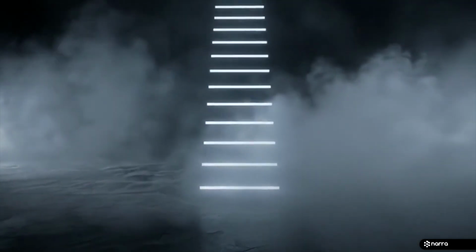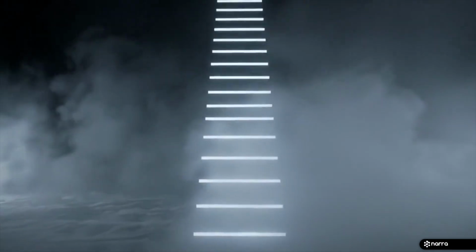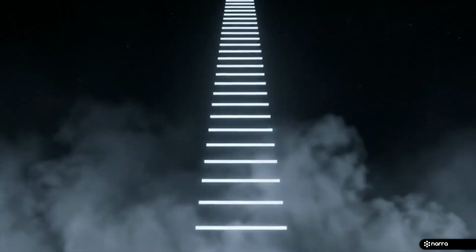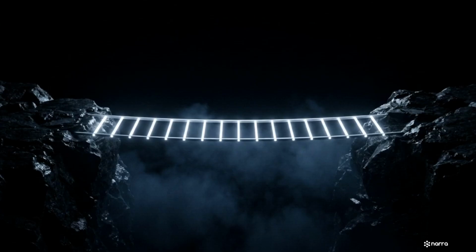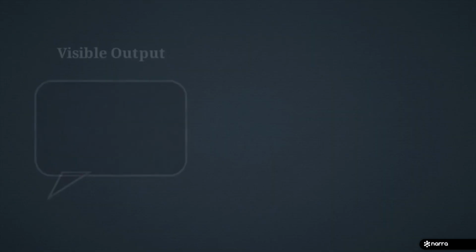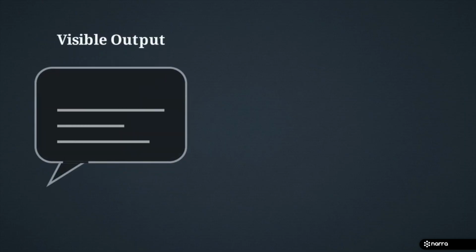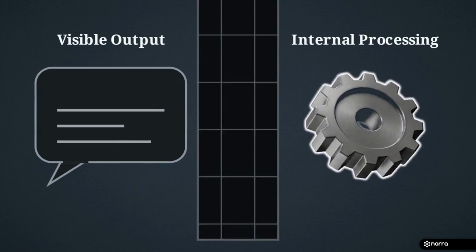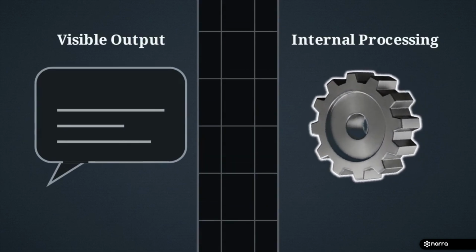3,000 years ago, a man named Jacob fell asleep in the desert and saw a ladder stretching from the earth to the heavens. It represented a rare bridge between two separated, inaccessible worlds. For years, interacting with a large language model has felt like staring into that desert night. We type a prompt, and words appear on the screen, but the model's internal processing and its visible output have functioned as entirely disconnected realms.